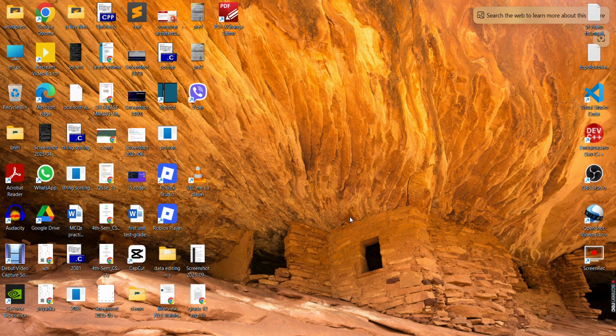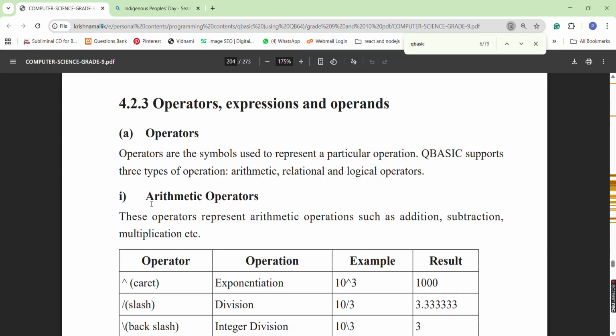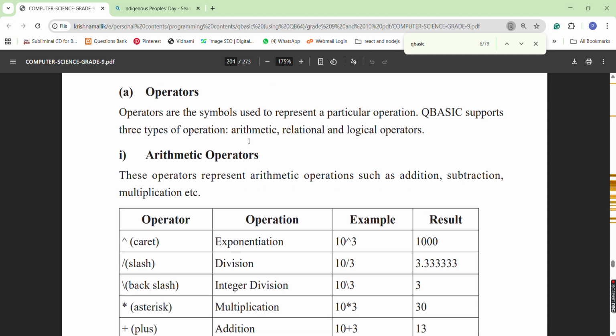Today we are going to talk about operators using QBasic. Let's see what operators we have here. So what are operators? Operators are the symbols used for calculation. They can be plus, minus, multiplication, division, greater than, and so on. We have different types of operators here: arithmetic, relational, logical, string operators, etc.